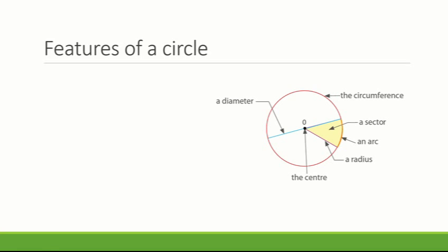We're going to have a look at calculating the perimeter and the area of a circle. Before we do that, we just have to make sure that we know all the aspects of a circle. So let's have a look. Let me just get the laser pointer.